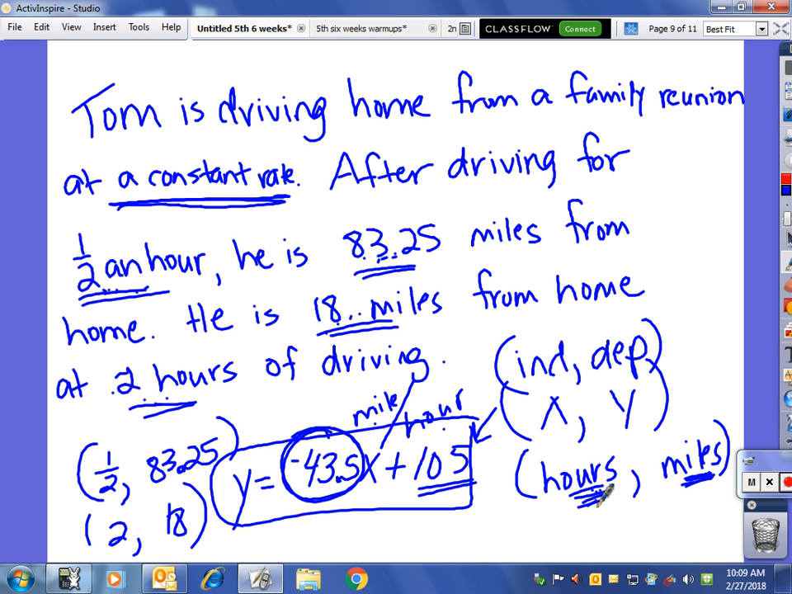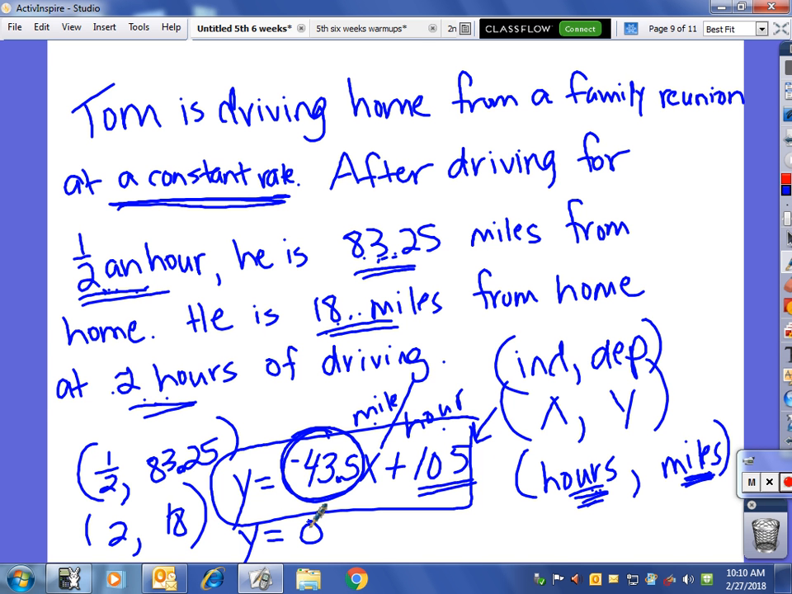So how do I find the x-intercept of any function? Put in a 0 for y. That means when is he going to be home? When is his distance from home going to be at 0? Remember, x-intercepts are usually where something finishes or ends.